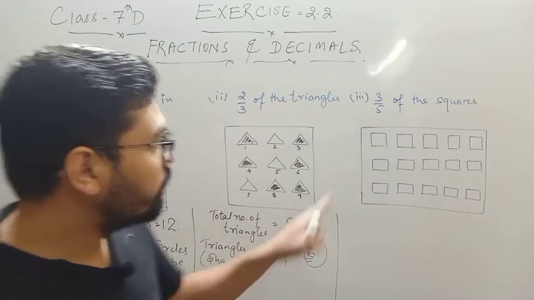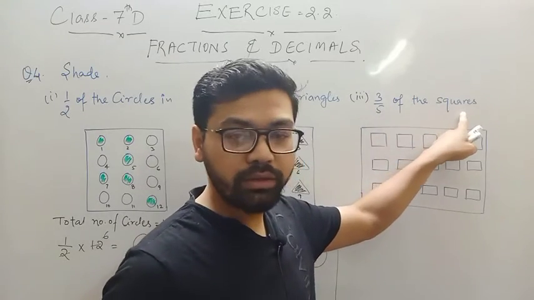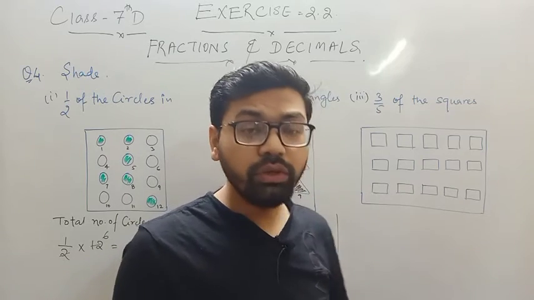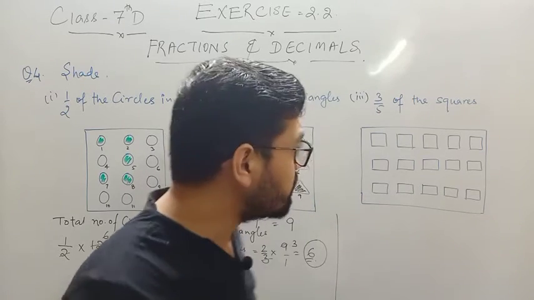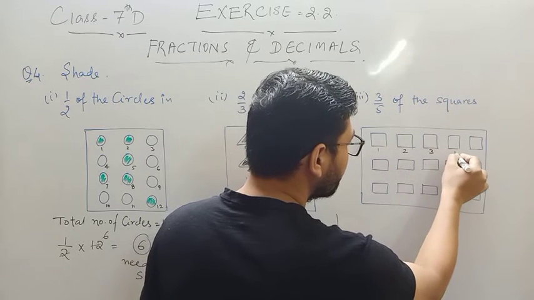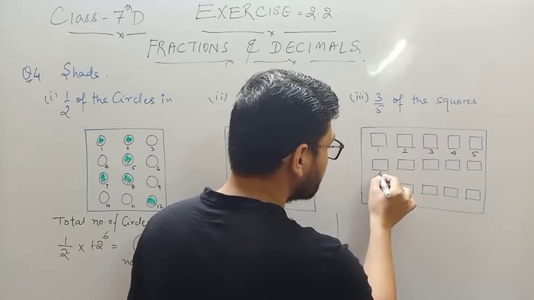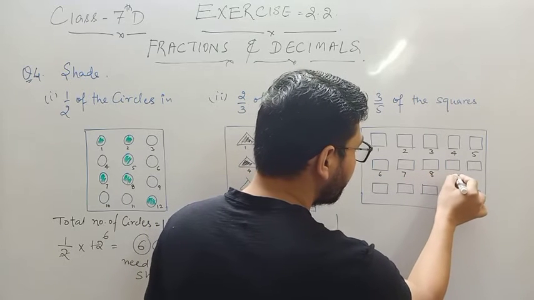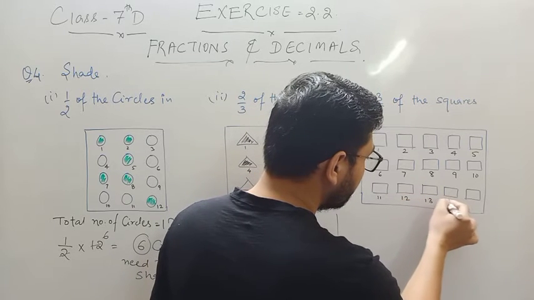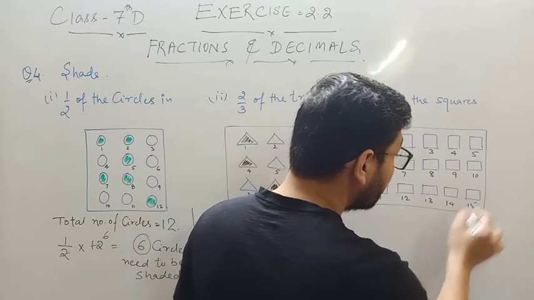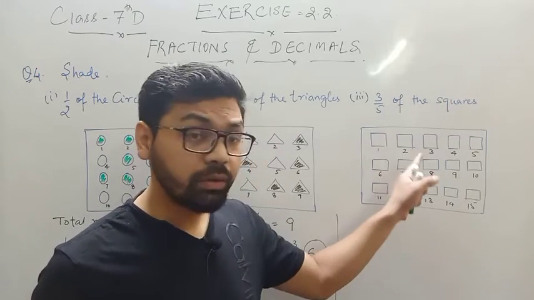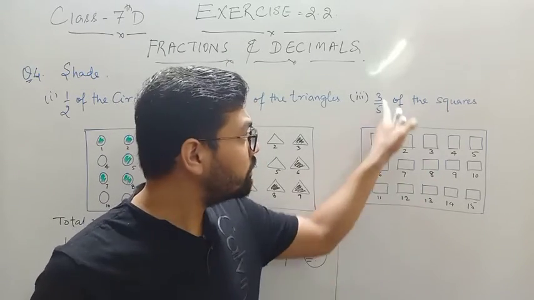Okay, now 3 by 5 of the squares, that means 3 by 5 of the total number of squares given in this box. First you need to count how many squares are there in this box. 1, 2, 3, 4, 5, 6, 7, 8, 9, 10, 11, 12, 13, 14 and 15. So how many squares are there? 15 squares are given in this box, and you need to shade only 3 by 5 of the squares.